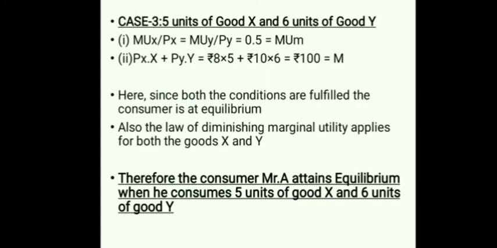The budget constraint says Px into X plus Py into Y, that is rupees 8 into 5 plus rupees 10 into 6 is equal to 100. That is the money income of the consumer. So the consumer will be at equilibrium, or Mr. A will be in equilibrium when he consumes 5 units of good X and 6 units of good Y.